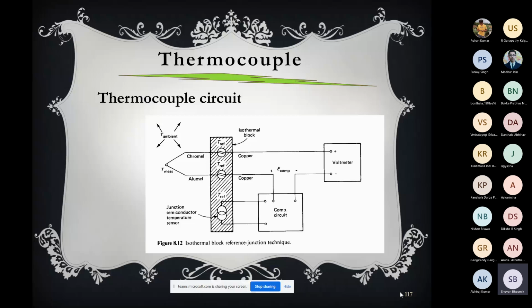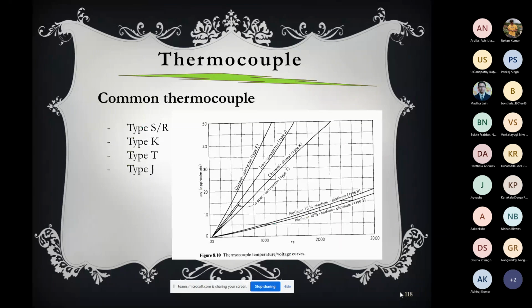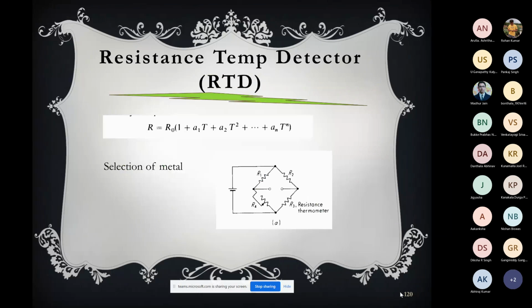We were reading temperature sensors. So thermocouple we finished yesterday. So today we will read some other temperature sensors. Those things are completed. Now another important temperature sensor is the resistance temperature detector, which is very popularly known as RTD.